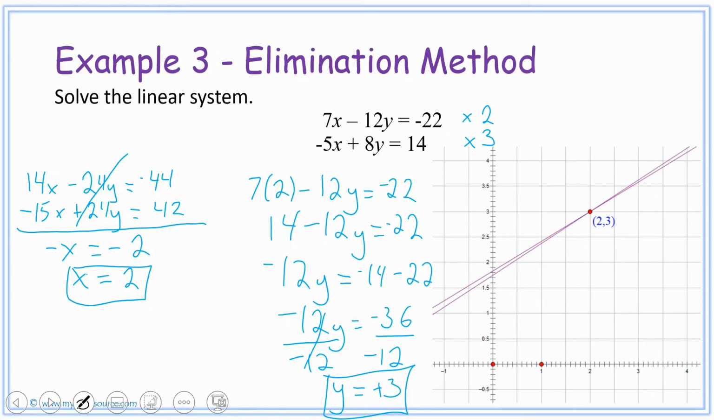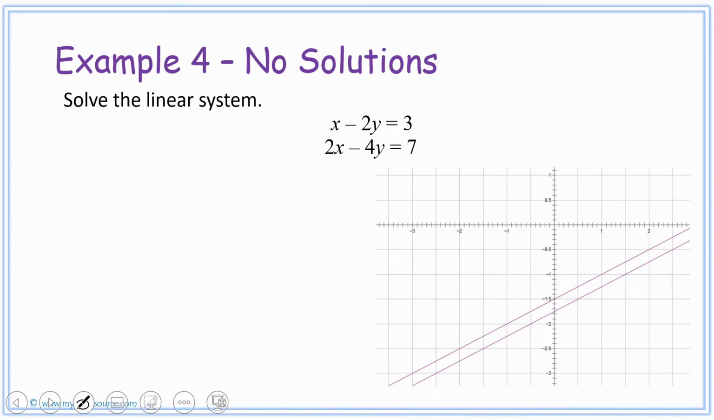And that's exactly what you see if we were to graph these. This is the graph of the two lines as we've done in the previous examples. And that's our solution graphically, (2, 3). So you can either do it algebraically or graphically. All right, so here's an example with no solutions.